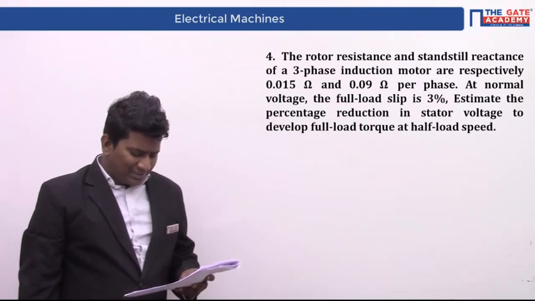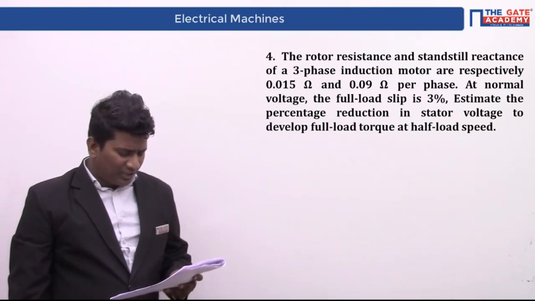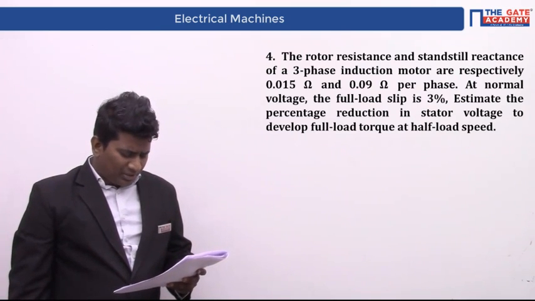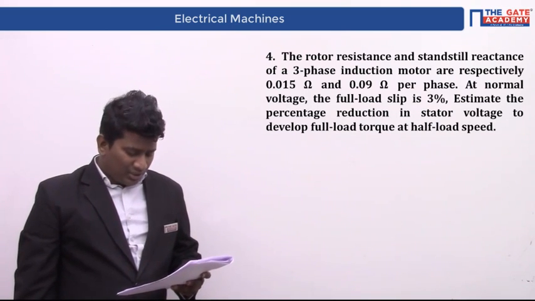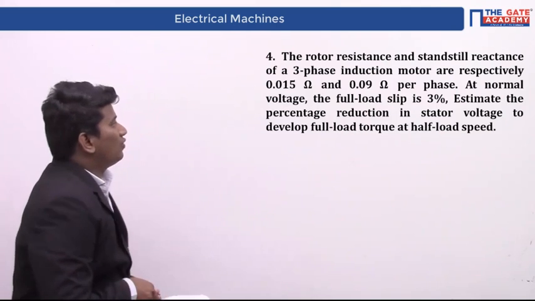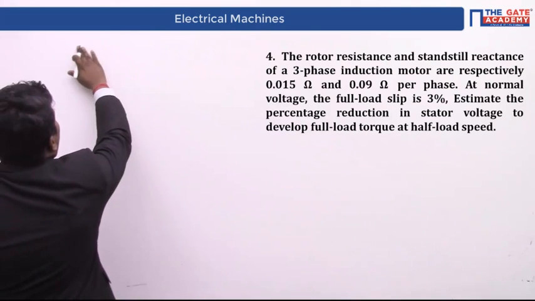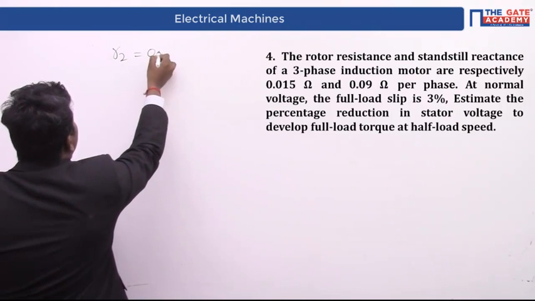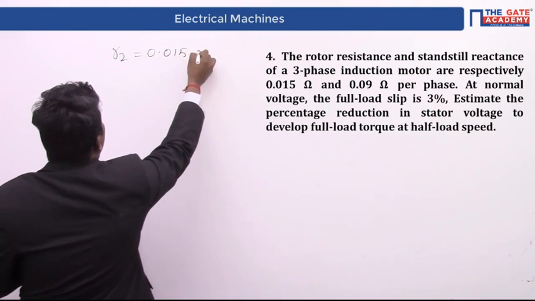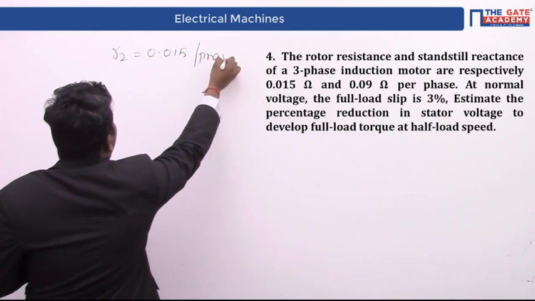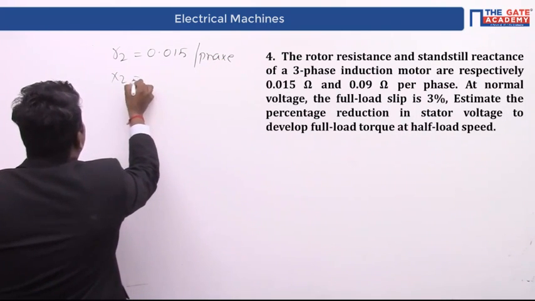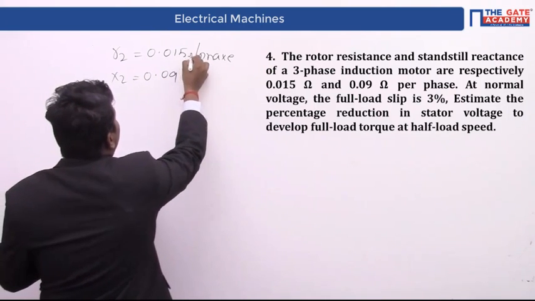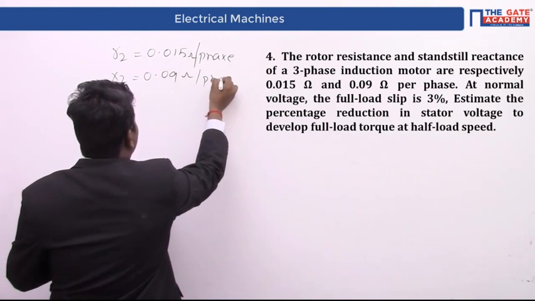The rotor resistance and standstill reactance of a 3-phase induction motor are respectively 0.015 and 0.09 per phase. So what have they given? For a 3-phase induction motor, the rotor resistance is 0.015 ohm per phase and the reactance is 0.09 ohm per phase.